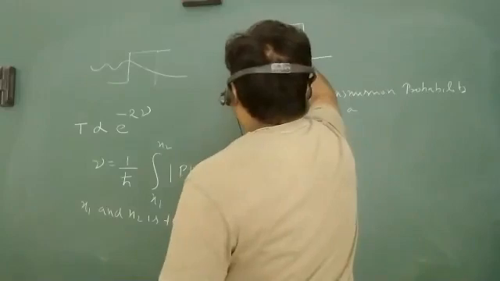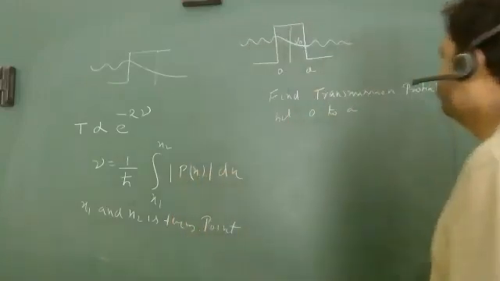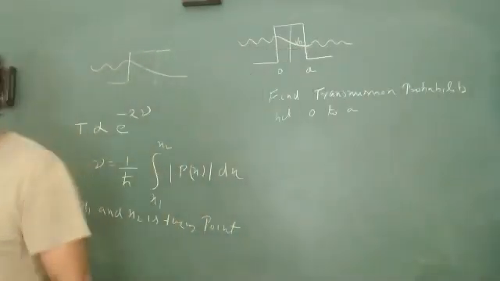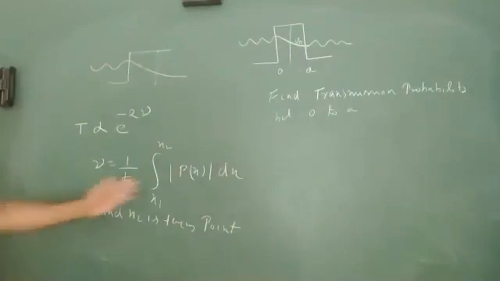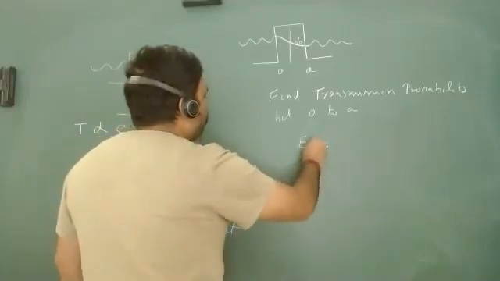The particle will come here, it will decay here, and it will come out there. So this will be the thing. Find the transmission probability between 0 to A. We have to just calculate this thing. So what we have to do? We have to just find the value of gamma. So we will just write E is equal to.